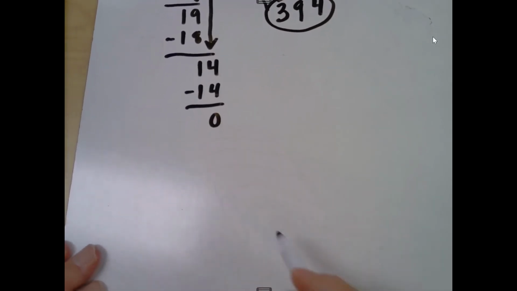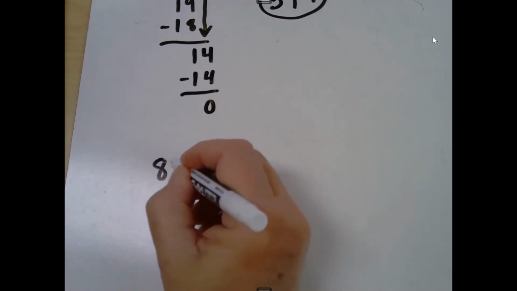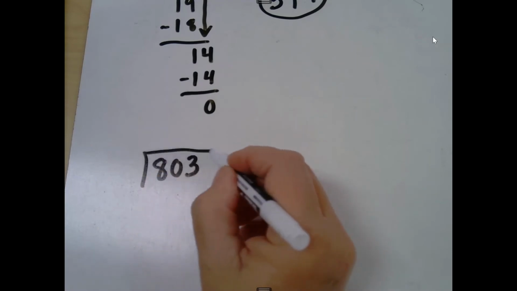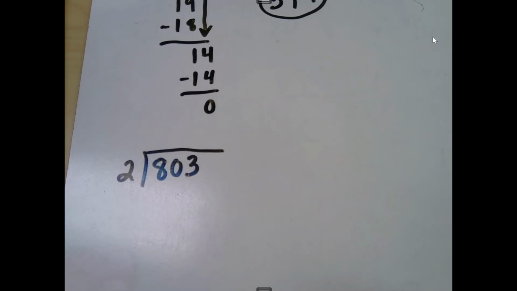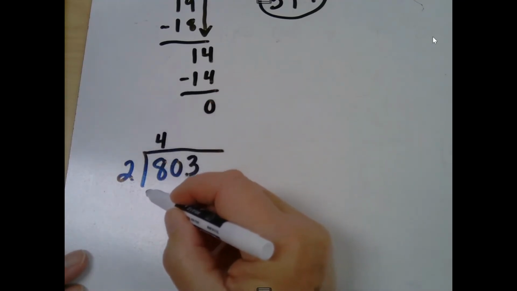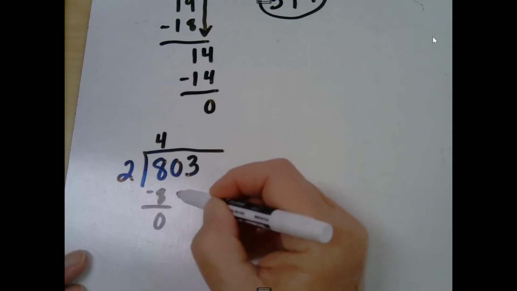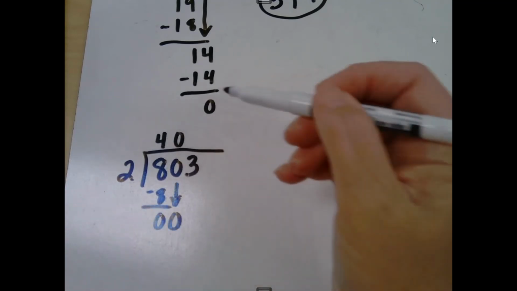This is number 3. We've got 803 divided by 2. You can pause the video, go ahead and do the division, and then unpause and see if you are correct. Okay, 2 goes into 8 4 times. 2 times 4 is 8. I subtract and get 0, and I bring down a 0. How many times will 2 go into 0? That answer is 0 times.